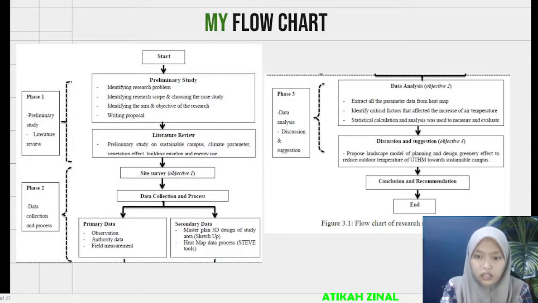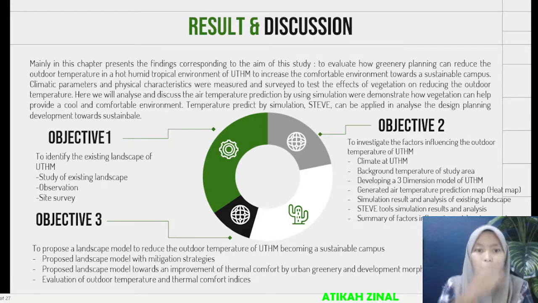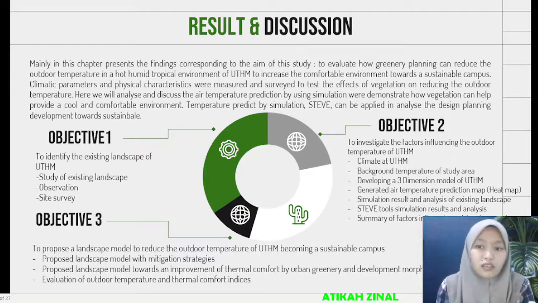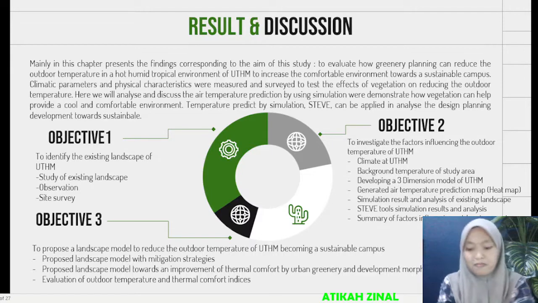Okay, we are going through to my results and discussion, which focus on objective 1, objective 2, and objective 3. Mainly, this chapter presents the findings corresponding to the aim of the study: to evaluate how greenery planning can reduce outdoor temperature in the hot, humid, tropical environment of Universiti Tun Hussein Onn Malaysia, to increase a comfortable environment towards a sustainable campus.